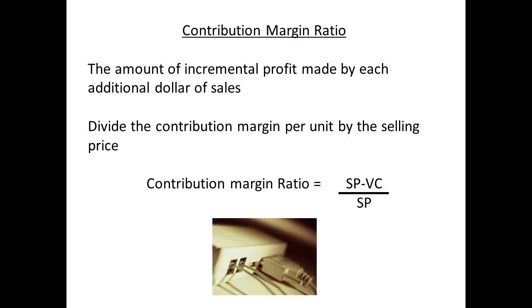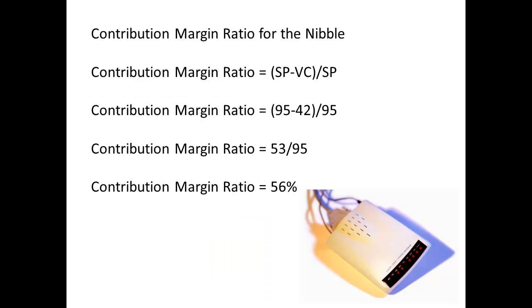The contribution margin ratio is the amount of incremental profit made by each additional dollar of sales. This is given by taking the difference between selling price and variable cost per unit, and then dividing the result by the selling price. We can do this calculation for the nibble. The margin will be the difference between selling price and variable cost per unit, which gives a figure of $53. This is divided by the selling price of $95. The result is a ratio of 0.56 or 56%.